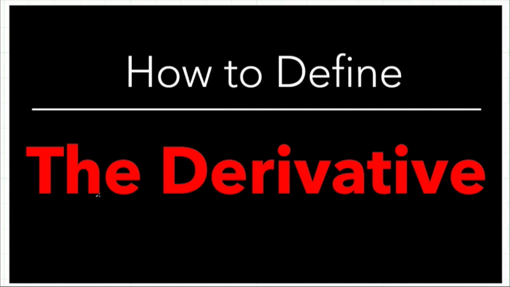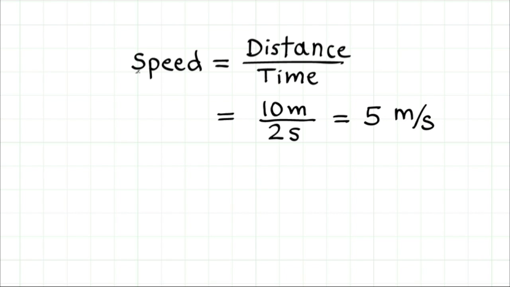In fluid mechanics, there are many places where we use the derivative. Thus, in this lesson, I'm going to talk about how to define the derivative. The derivative was invented to describe things in the physical world. For example, speed is distance divided by time, and so if something travels 10 meters in 2 seconds, we say that the speed is 5 meters per second.